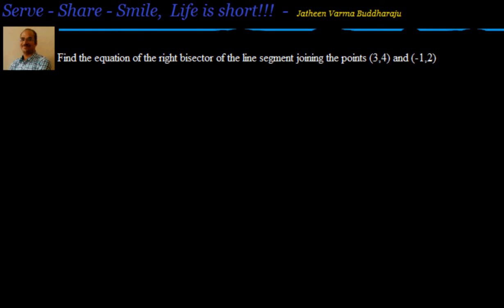We are going through point slope form as part of straight lines, and we are solving examples leveraging the point slope form. So find the equation of the right bisector of the line segment joining the points 3, 4 and -1, 2. We have to find out the equation of the right bisector of the line segment joining the points. So we have 2 points.